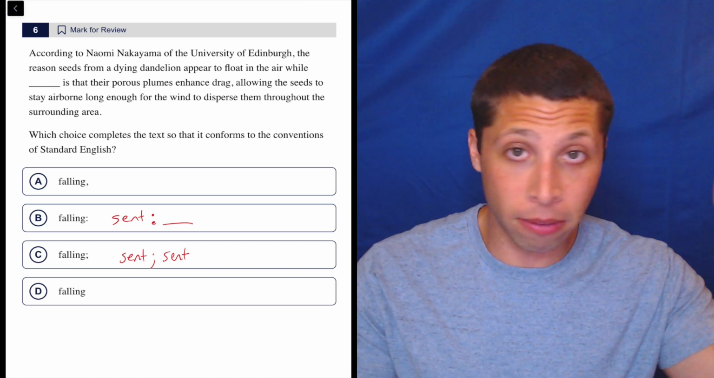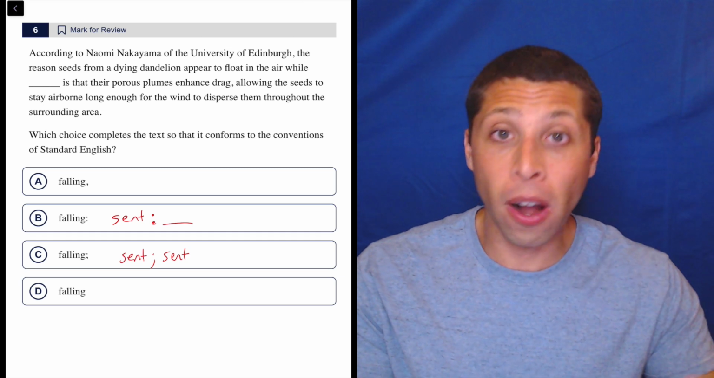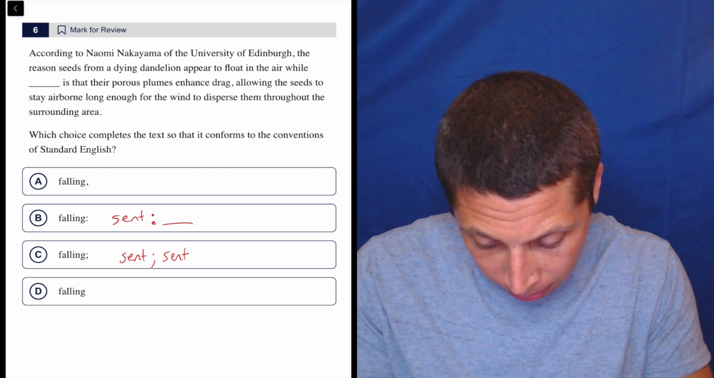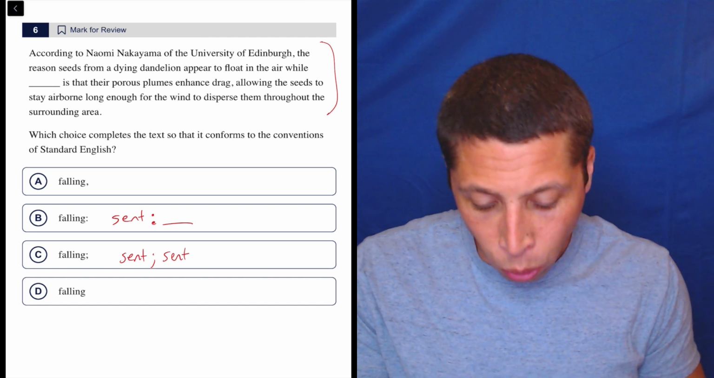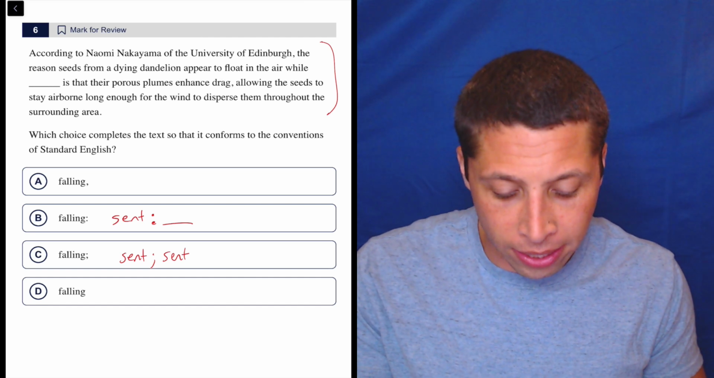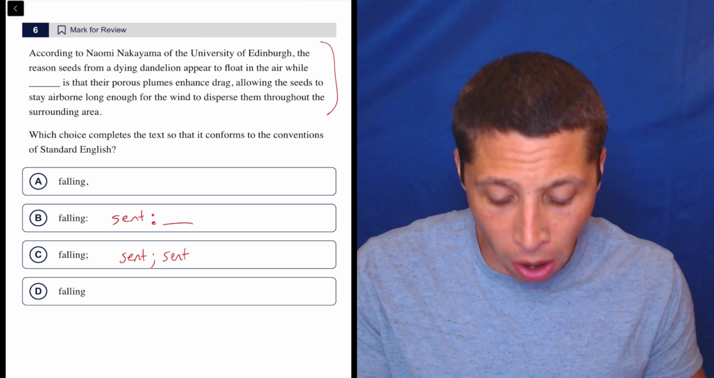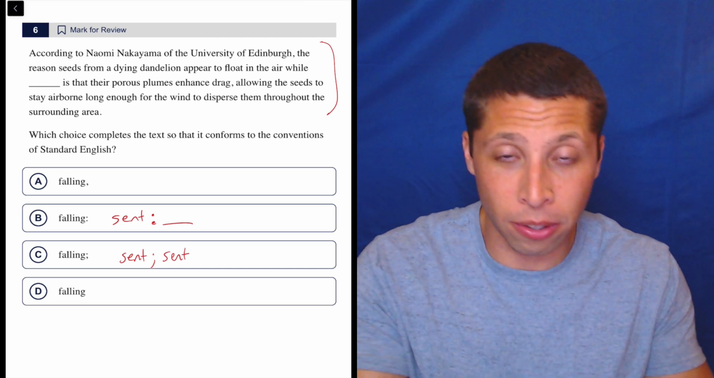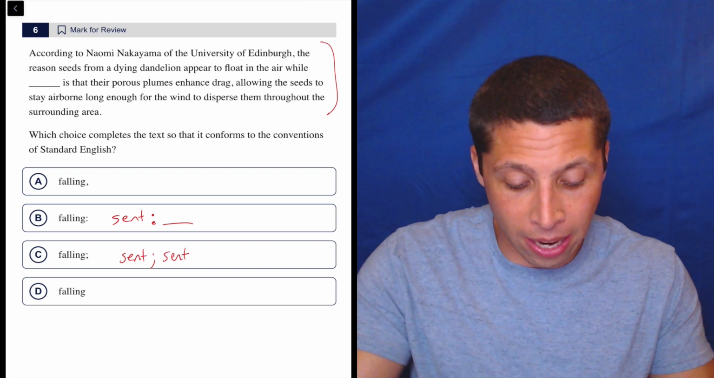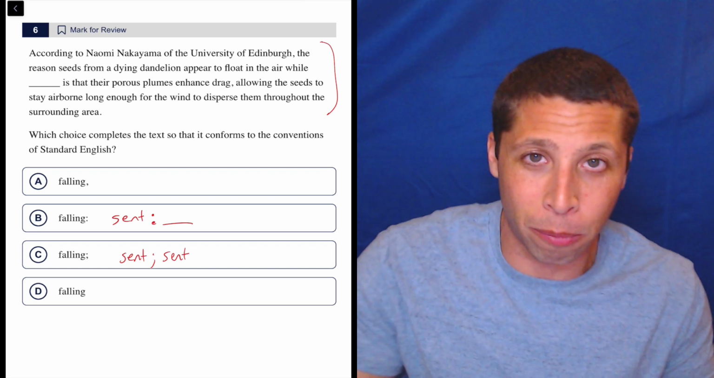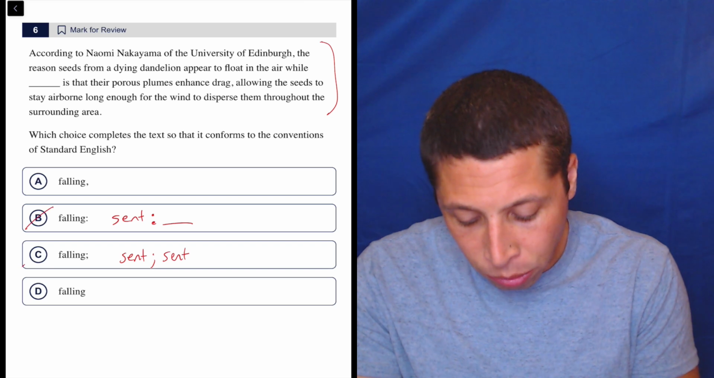Could I end the sentence with the word falling? If not, then those two choices are dead. So let's take a look. This whole thing is the sentence. According to Naomi Nakayama of the University of Edinburgh, the reason seeds from a dying dandelion appear to float in the air while falling. We stopped, right? Too short, right? What is the reason? The reason that they appear to float is, right? We can see the next word is. We need the verb. We need to finish the thought. So that gets rid of these two.